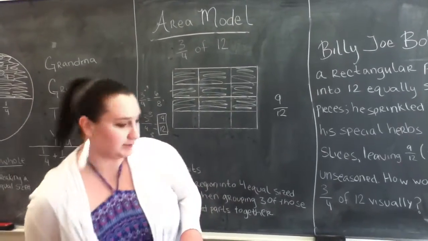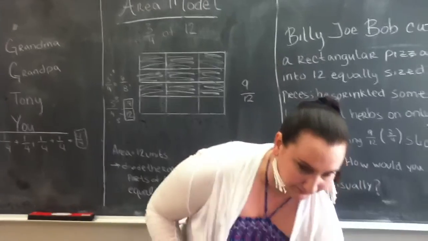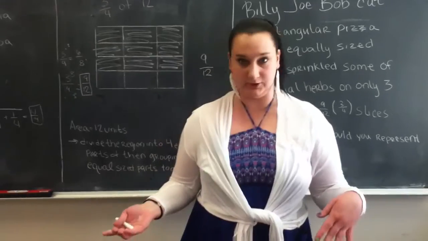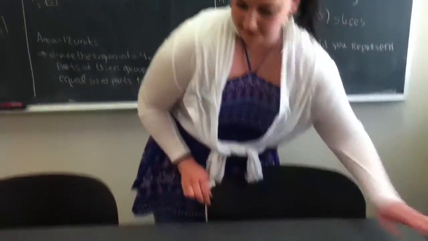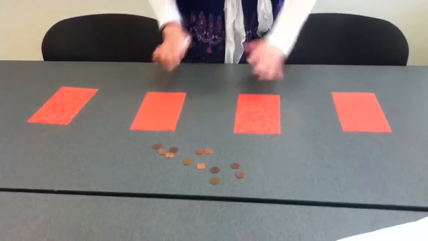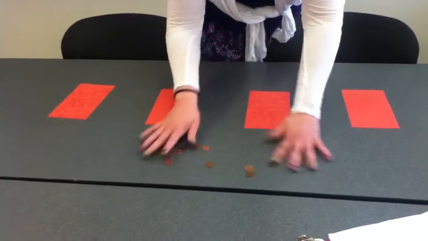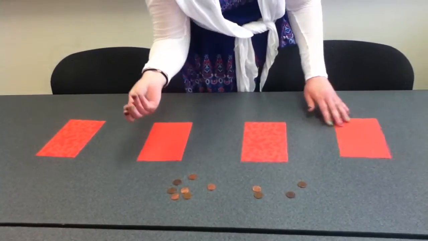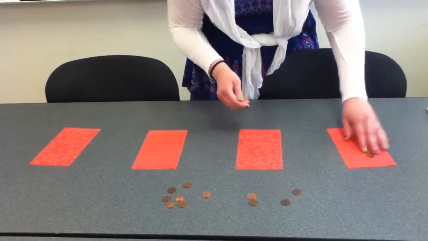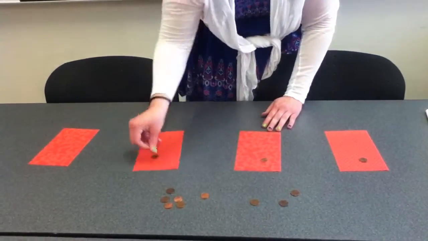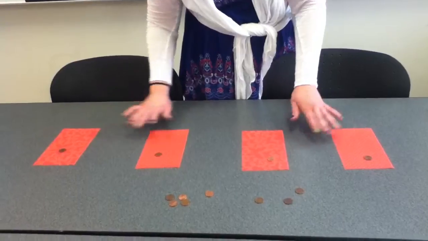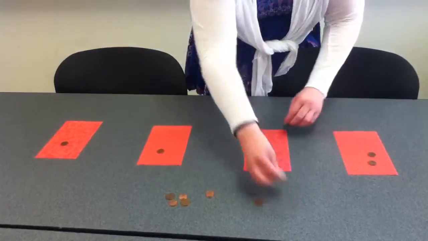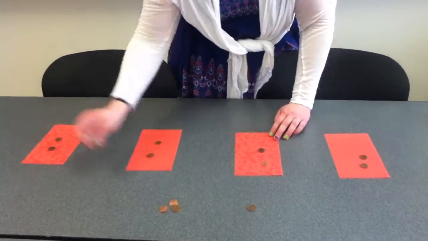Another way you could represent 3/4 out of 12 visually would be using the set model. So you have 4 groups, and you have pennies, which are going to be your counters, I guess. So 1, 2, 3, 4. We're doing this equally, so each square should have the same amount of pennies. 2, 3, 4, 5.